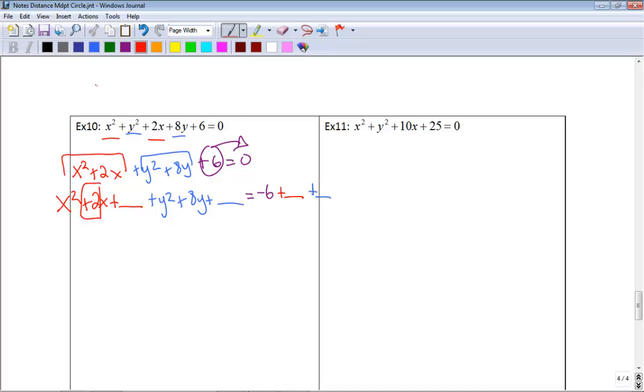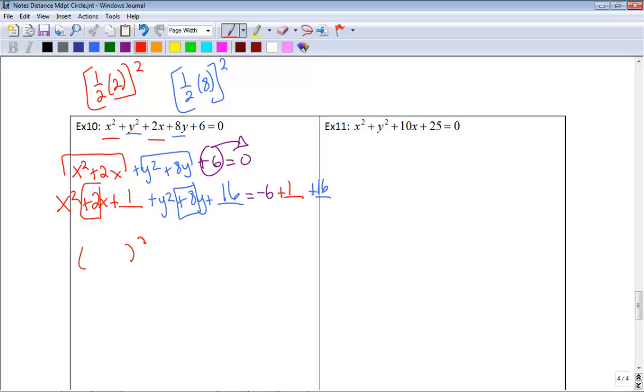For this red one, it would be half of 2 squared. Well, what is half of 2 squared? Half of 2 is 1, and 1 squared is 1. So I add 1 to both sides of the equation. Right? What about for my y's? It's going to be half of 8 squared. Well, half of 8 is 4, and 4 squared gives 16. So I'm adding 16 to both sides of the equation.